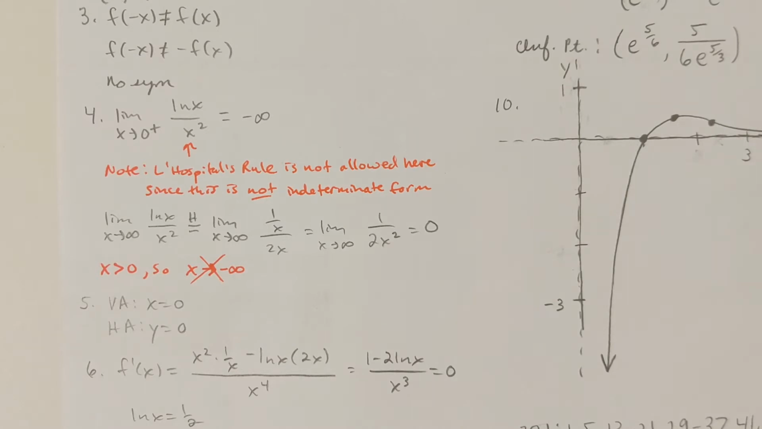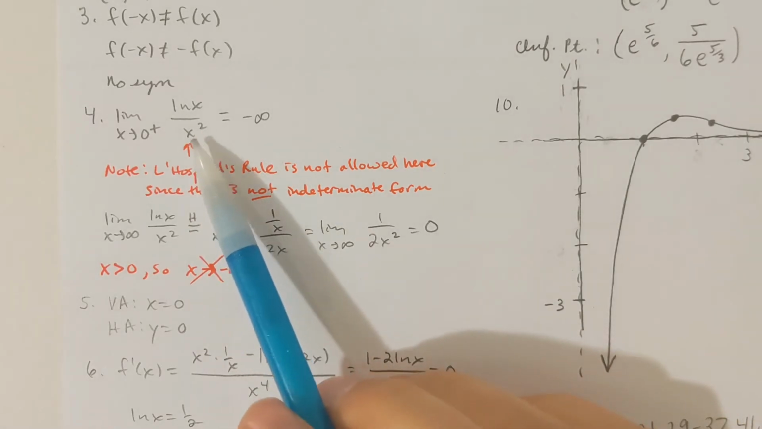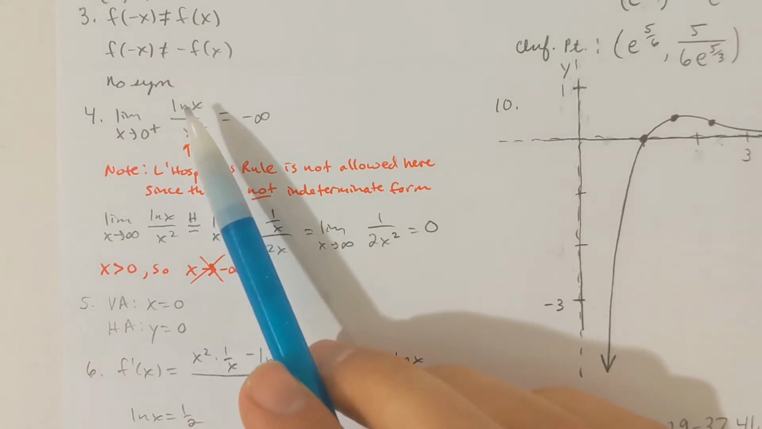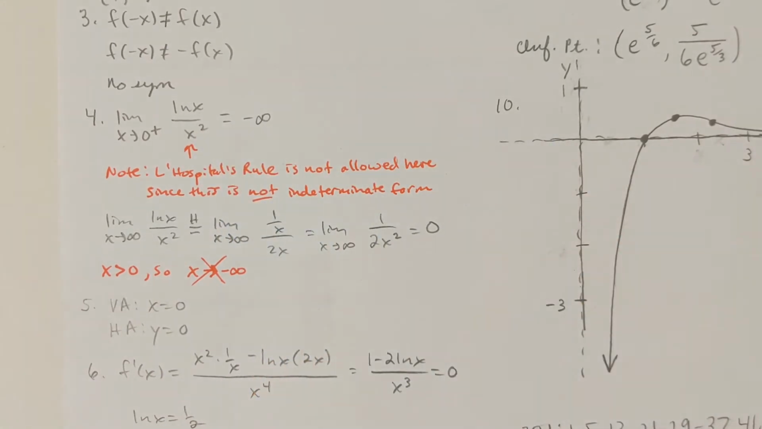But I think we already have our answer, right? Because as we're approaching 0, the denominator is going to be a very small positive number, while the numerator is growing without bound in the negative direction. Well, that's going to mean that negative infinity would be the result of that.